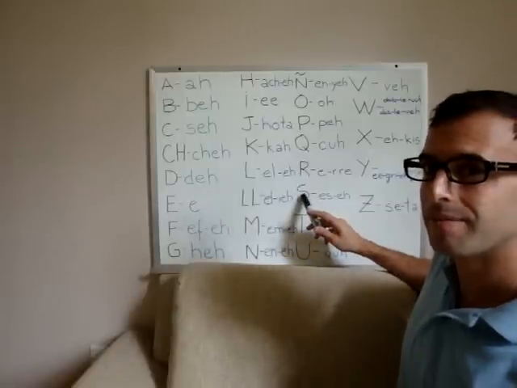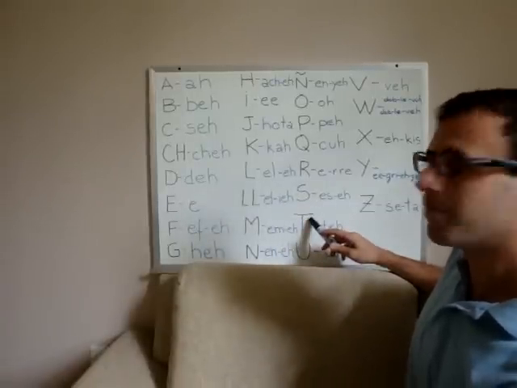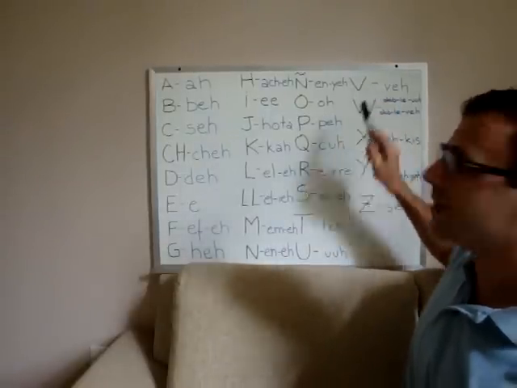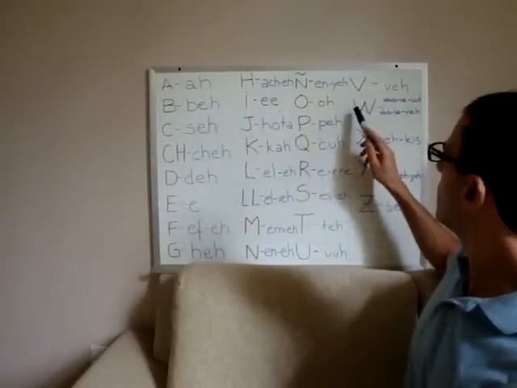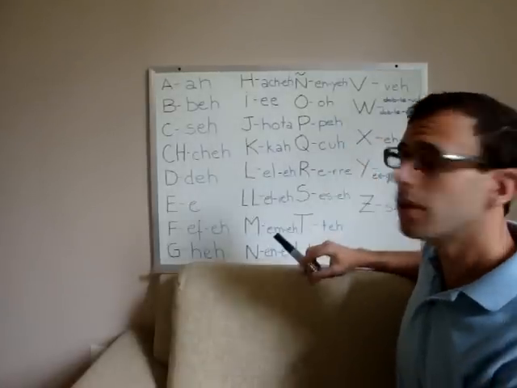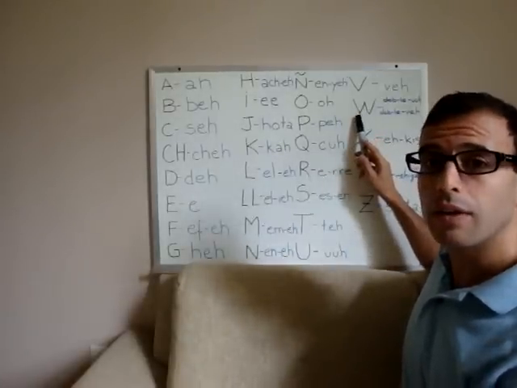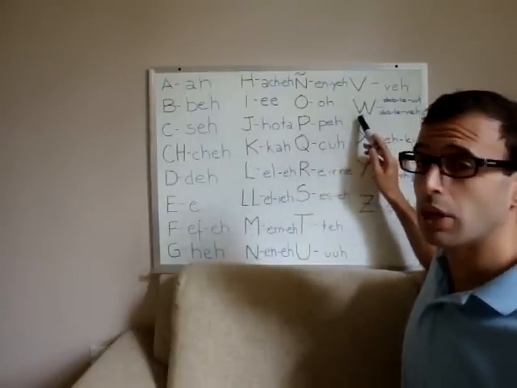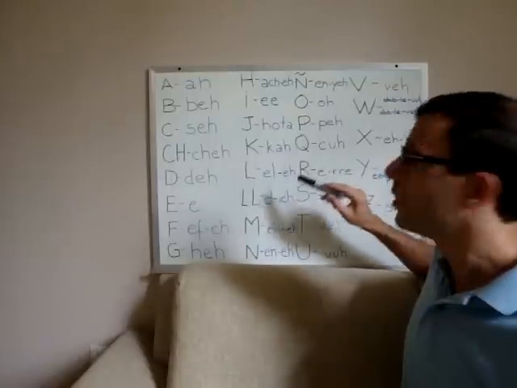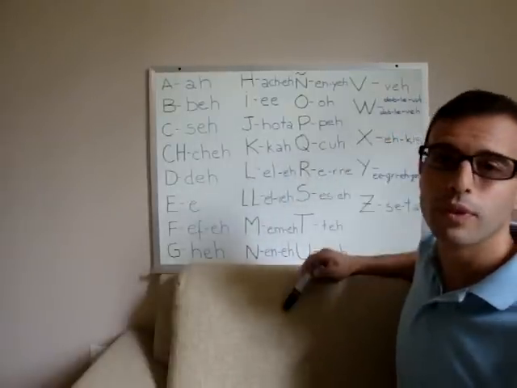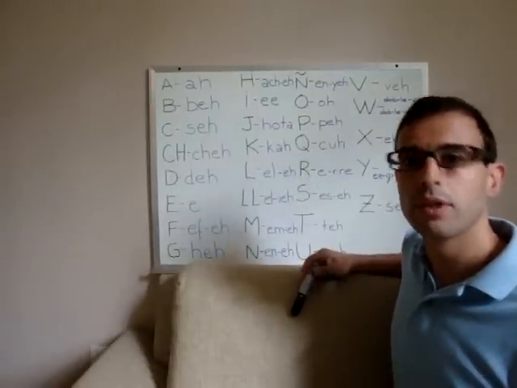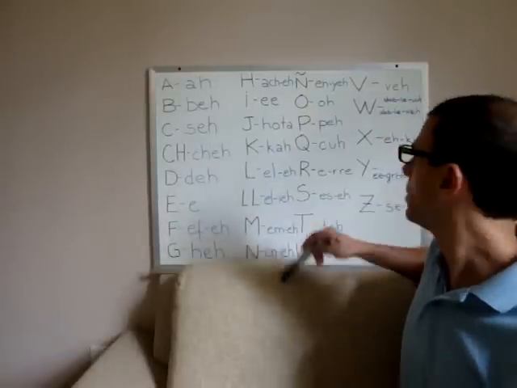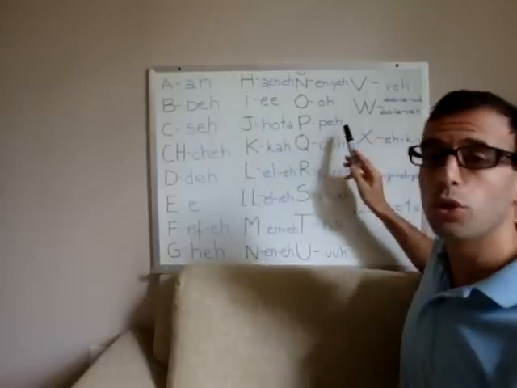S, T, U, V. W depends on the country. You can say this letter in two different ways. One would be double V or double U. So both ways are okay.